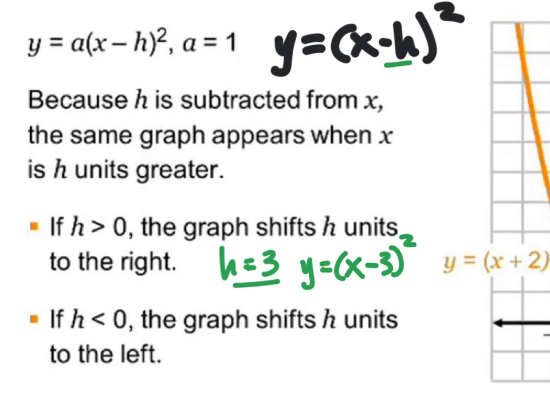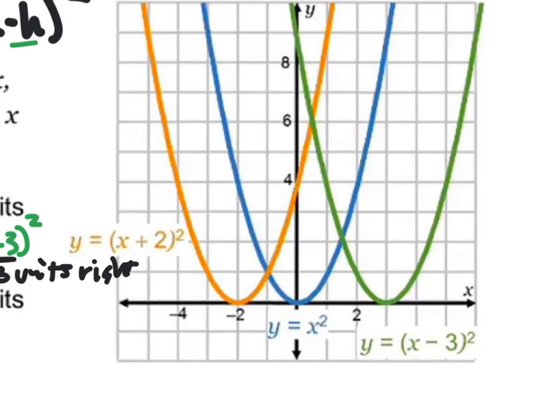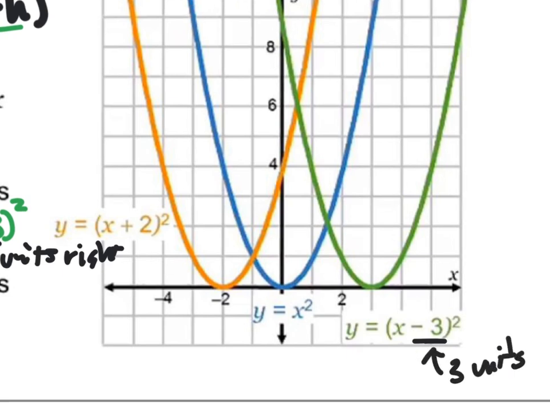Now, what you end up seeing is that the value here is negative 3. Once you plug it into this function up here, this means that we move it 3 units to the right. That's what this green graph here, x minus 3, shows. This is 3 units to the right. This is what I mean by the opposite. So this is 3 units right.